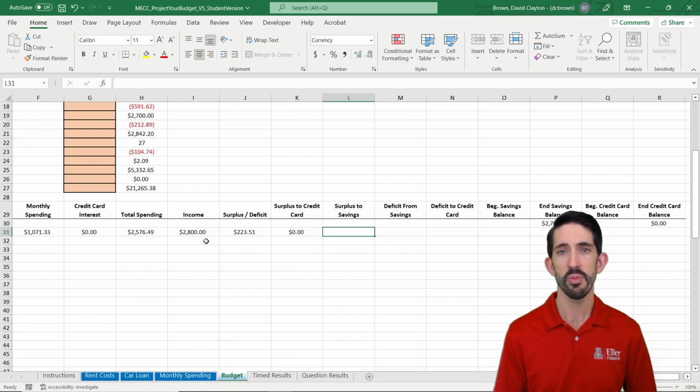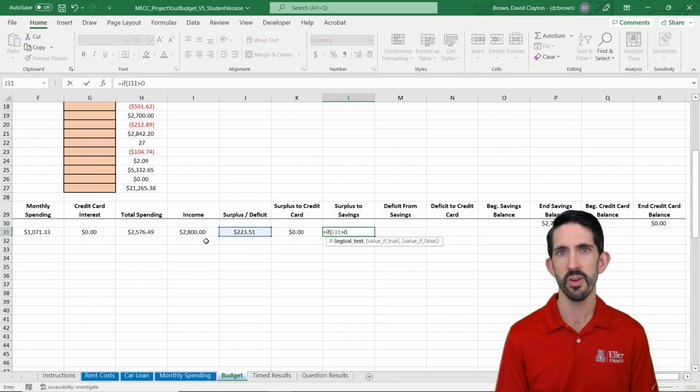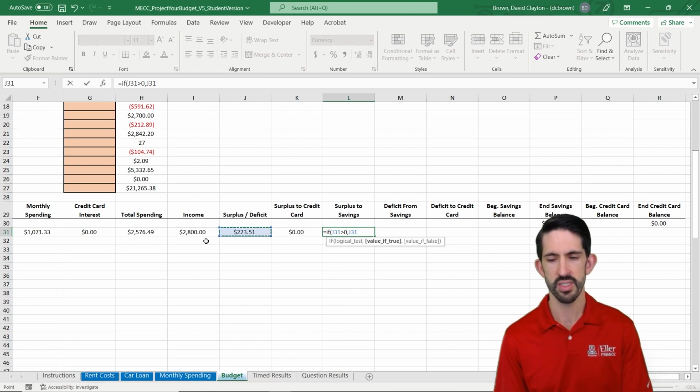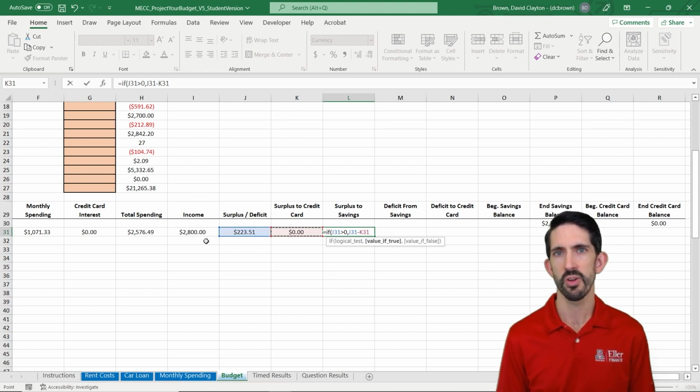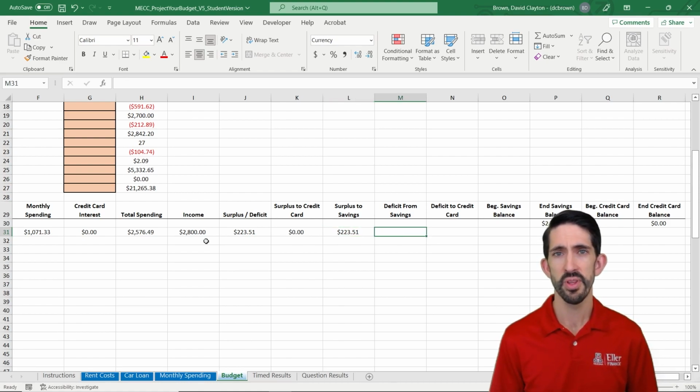All right, now how much goes to savings? Whatever's left over. So here we can check, first, do I have a surplus? Is that greater than 0? If it is, well, then I can take whatever that surplus is and subtract however much went to the credit card. If I don't have a surplus, I want 0, and I build that in. So I have $223 extra this month that is going to my savings account, and we'll build that piece in just a minute. Before we do, let's actually build in what happens if we don't have enough money.